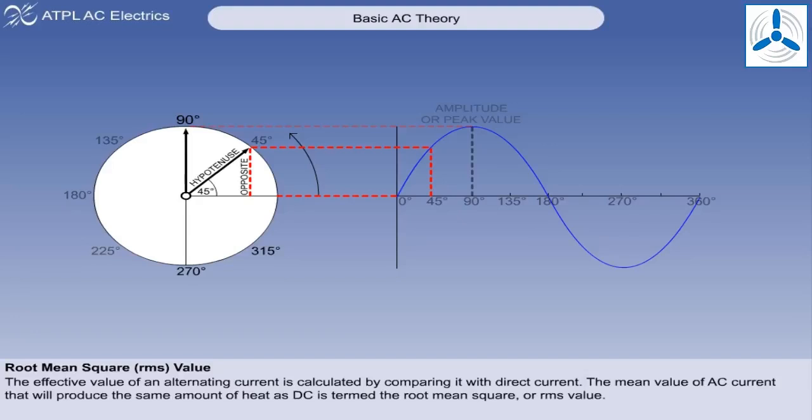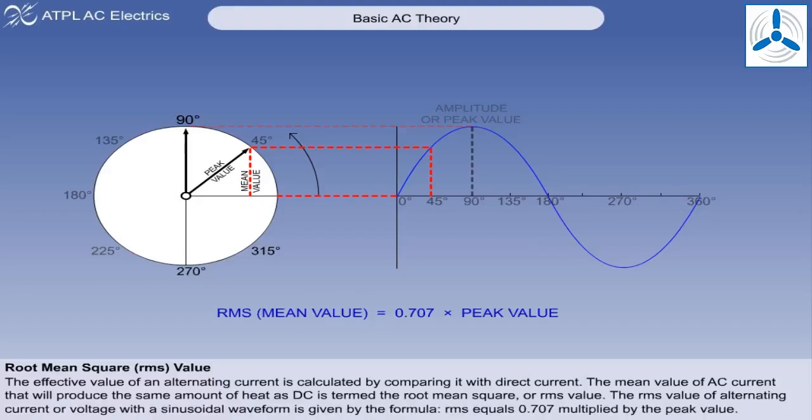As the values follow a sine curve, the value at 45 degrees can be calculated using the formula sine equals opposite divided by hypotenuse. In our case, the hypotenuse is equal to the peak value, and the opposite is equal to the mean value. The sine of 45 degrees is 0.707. So in our case, 0.707 equals the mean value divided by the peak value.